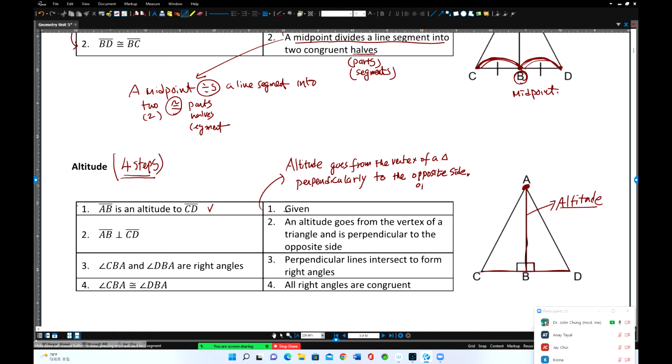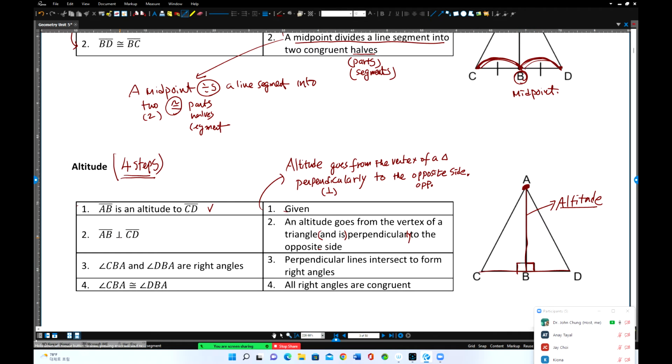Okay, or you can use just opposite side. It's okay too. Or, if perpendicular, instead of using the word, you can use this symbol too. But I like this one. So instead of "is perpendicular," use this one. Perpendicular to the opposite side. That's just step 2.